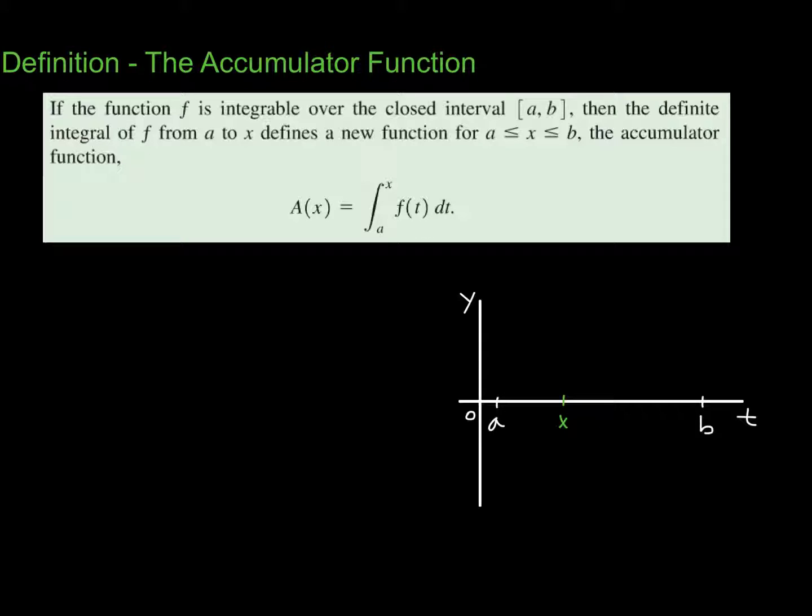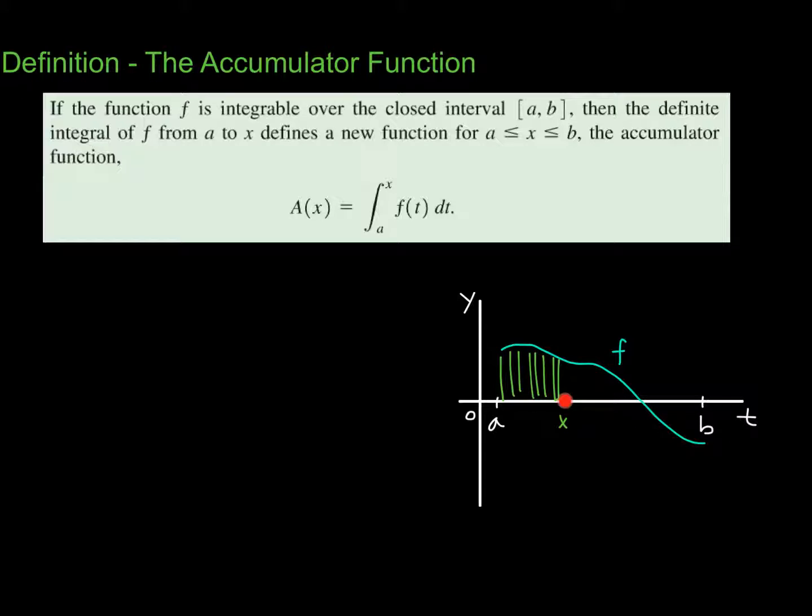Let's quickly look at a graphical representation so that we are clear on how this function works. So here I have a generic function f, and my accumulator function, evaluated at any value x, is simply going to look at the area from a to x between my curve and the x-axis, and that's going to be the output for my accumulator function. So if this were my particular x value, the accumulator function is going to basically accumulate all of this area, and that's going to be the output of my function.